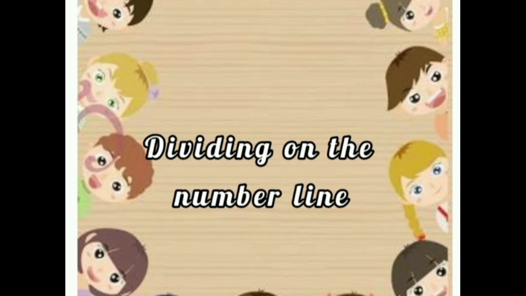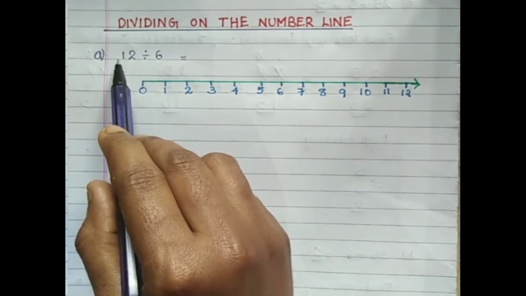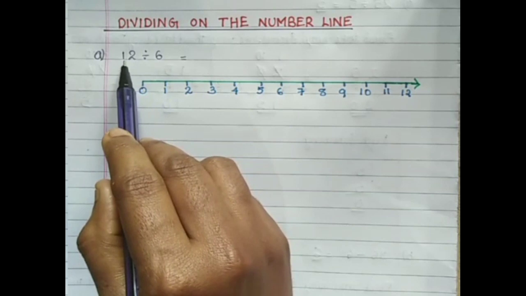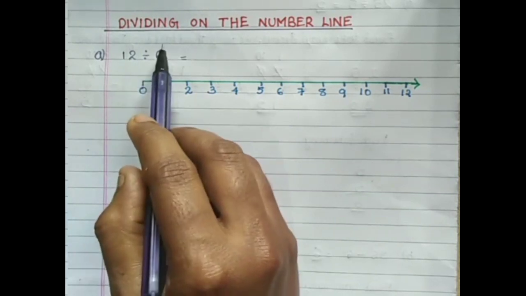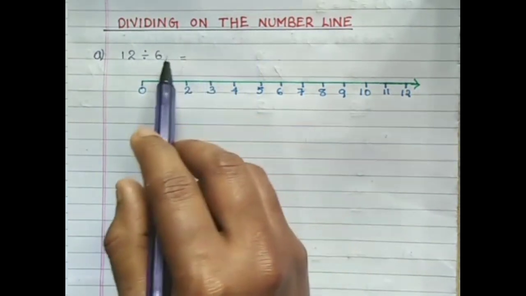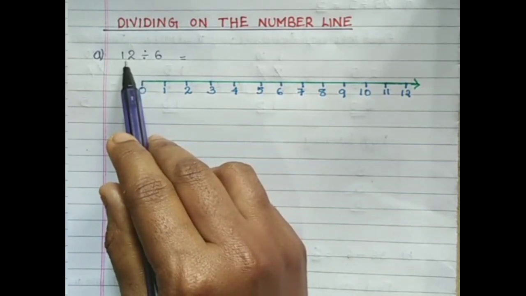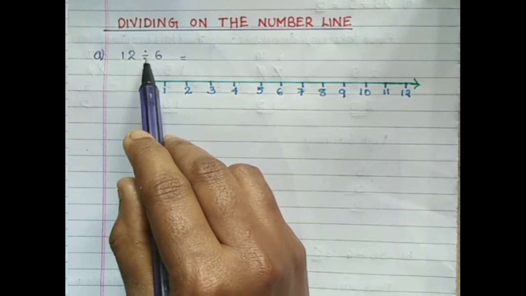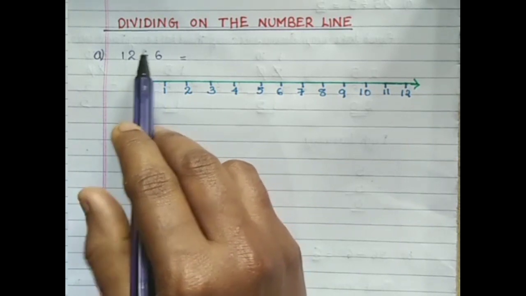Children, next we can learn how to divide on the number line with the help of some examples. Let's take our first example, 12 divided by 6. Here we have to divide the number 12 by 6 using number line. Children, do you know how to divide the number 12 by 6 using number line? Okay, I will tell you.